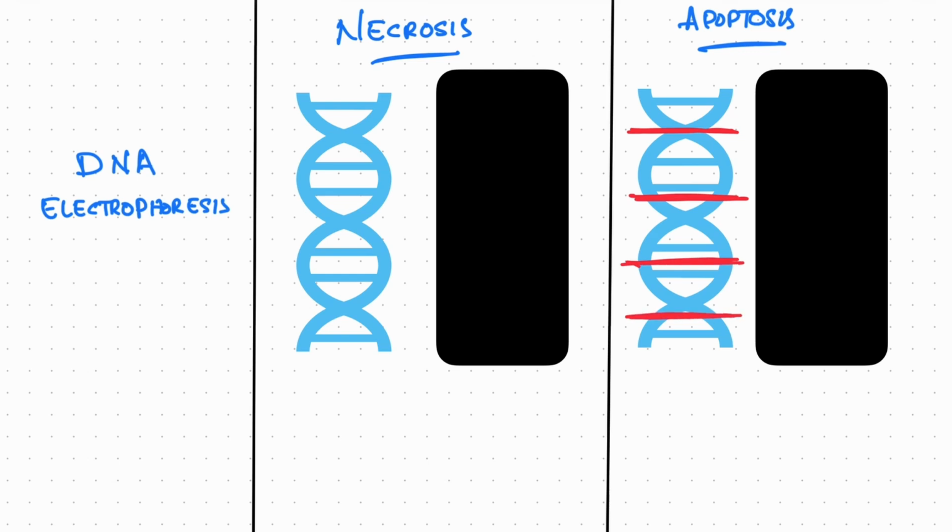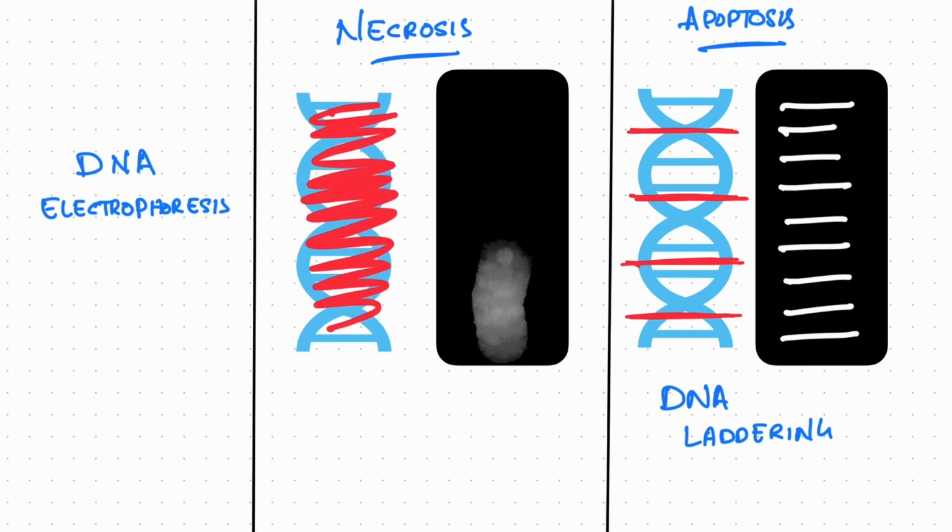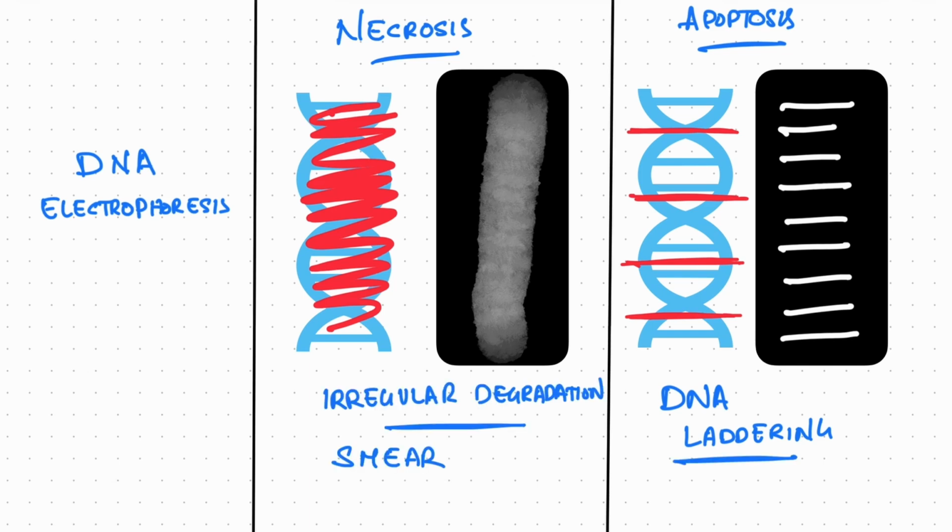Because this fragmentation is relatively organized, when DNA from apoptotic cells is separated by electrophoresis, it produces the characteristic DNA laddering pattern. In necrosis, DNA degradation is much less organized. So, electrophoresis produces a more diffuse smear rather than a ladder. This is a nice example of how molecular mechanism produces the laboratory finding.